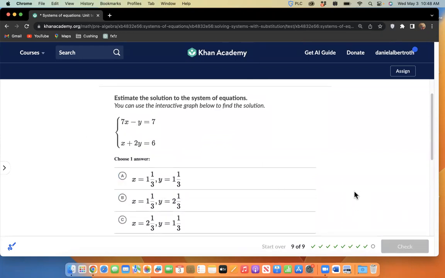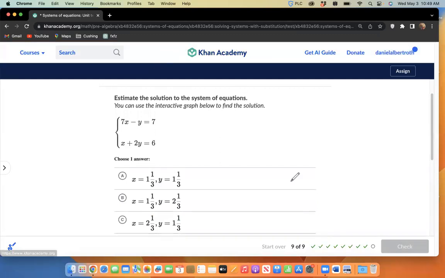So I have 7x minus y equals 7. I want to get a slope intercept. Maybe I'll add y to both sides. So 7x equals y plus 7. Now I can subtract 7 from both sides. I'm getting y by itself, and that's going to equal 7x minus 7. So one of our equations, equation 1, is y equals 7x minus 7 in slope-intercept form.